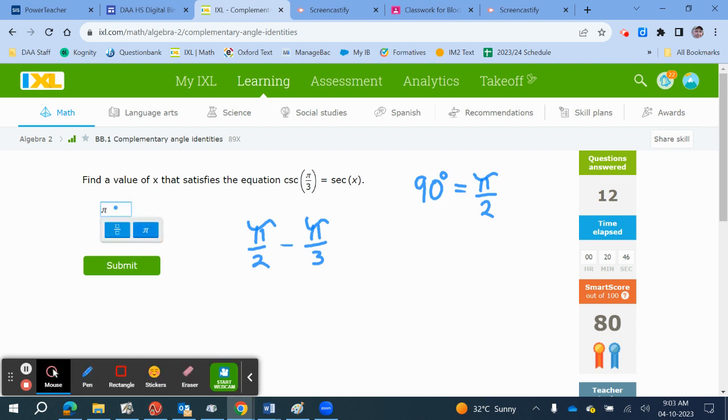We need pi, we need to delete that. We need pi over 6.